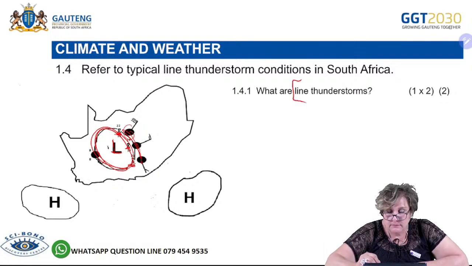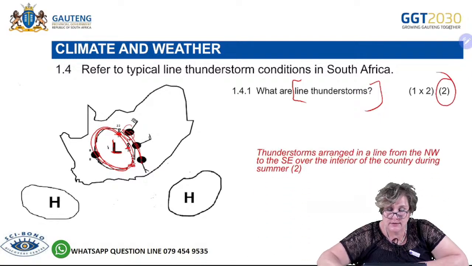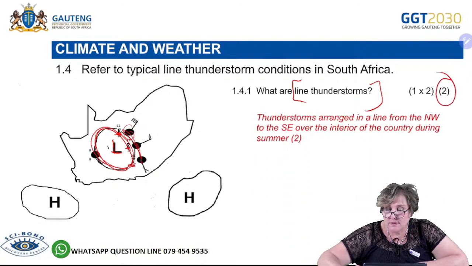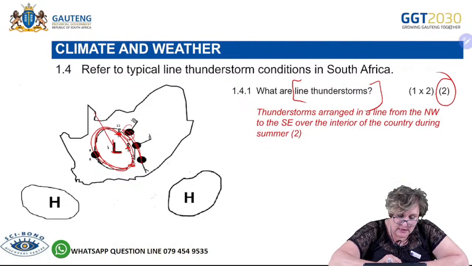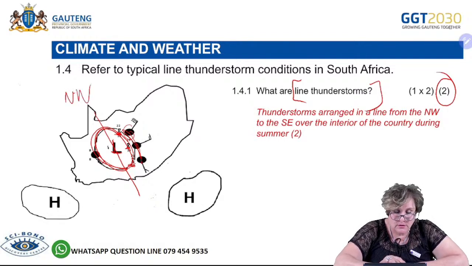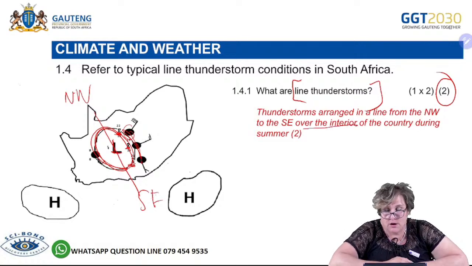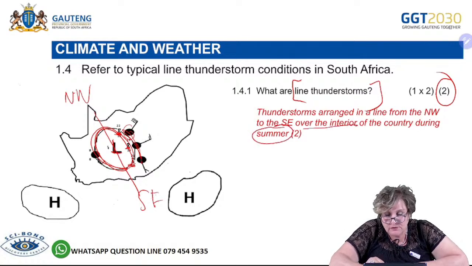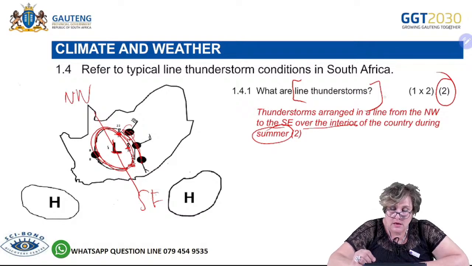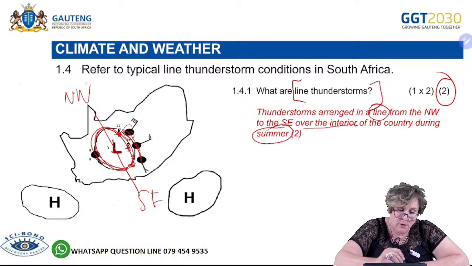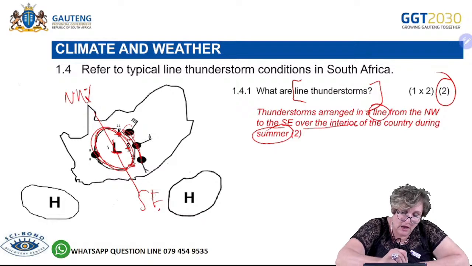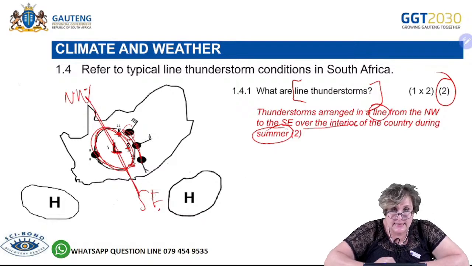Now we ask, what are line thunderstorms? Again, it's basically like a definition for 2 marks. They are storms arranged in a line. You can see there's the line from northwest to southeast over the interior of the country. When? During summer. So it's a line from northwest to southeast over the country in summer.